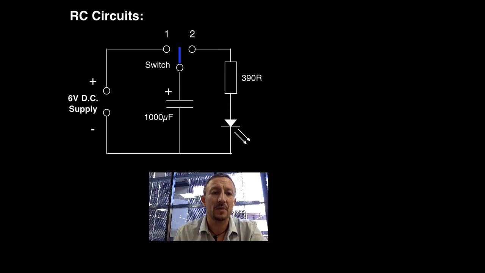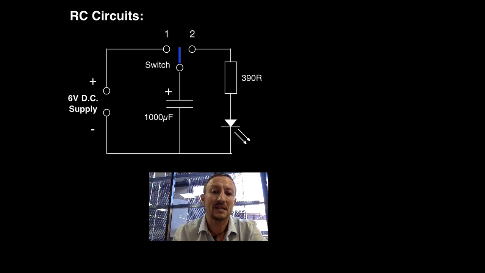Now the time constant is basically going to involve an RC circuit, or a resistor linked with a capacitor within a circuit. So let's look at the scenario that we've got set up below. Below we've got a 6-volt DC supply which goes through two parallel loops, one containing a 1000 microfarad capacitor and one carrying a 390 ohm resistor, linked to an LED.